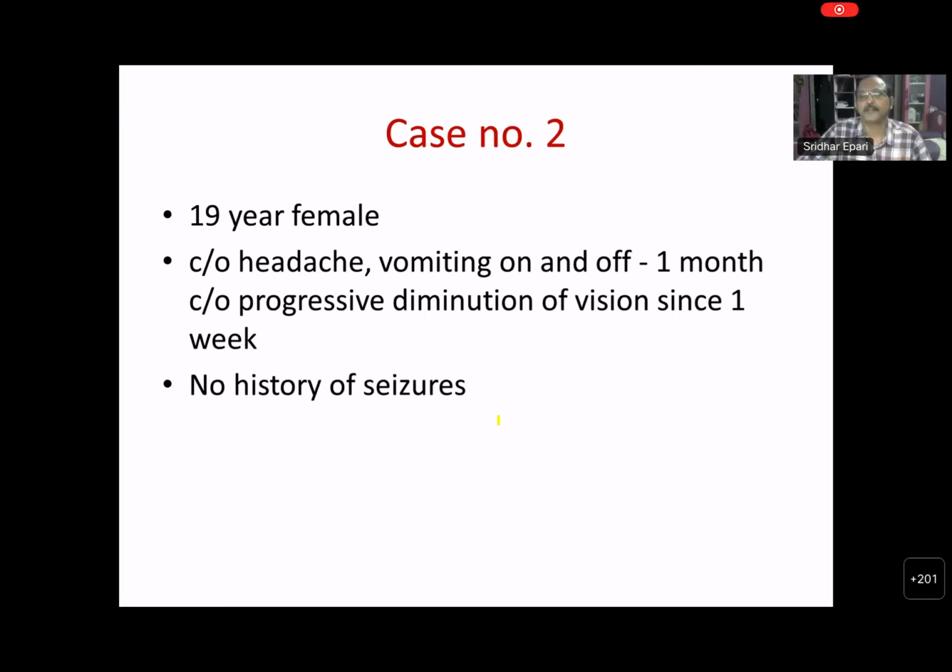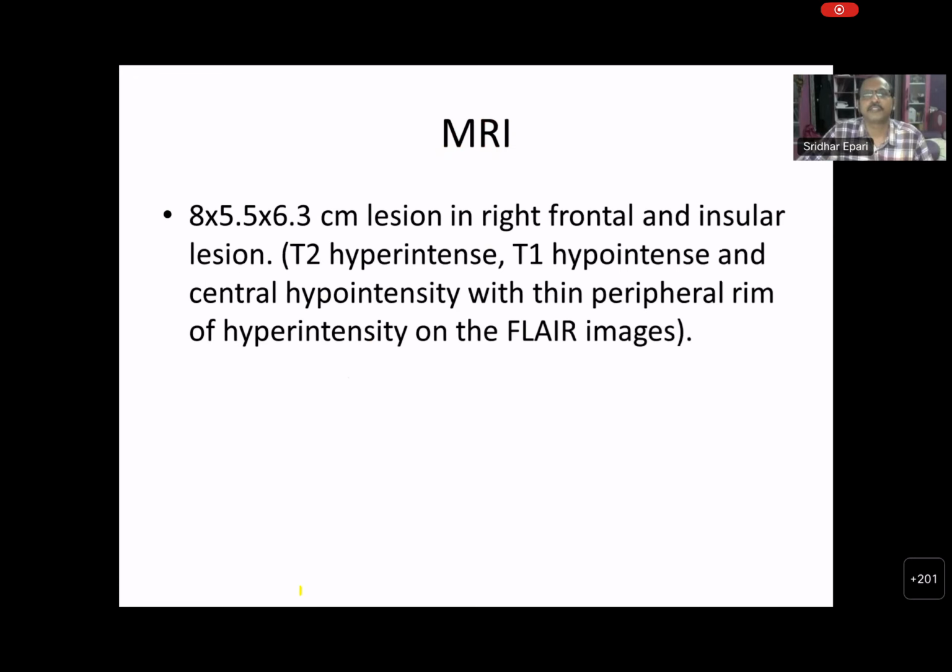As compared to the previous one, again a young adult, but a shorter history, an acute history. And raised intracranial tension, that's what headache and vomiting tell you. Progressive diminution of vision is also a feature of it. So something is probably fast growing. Yes. So these are the radiological findings.